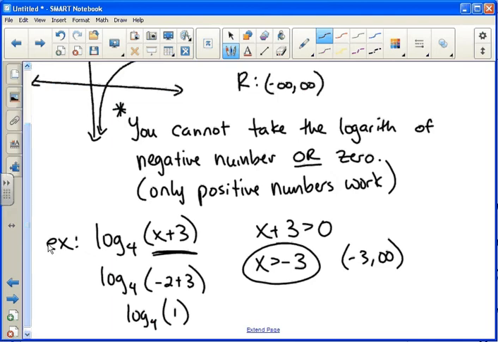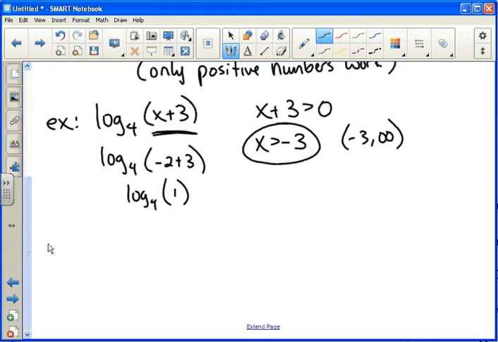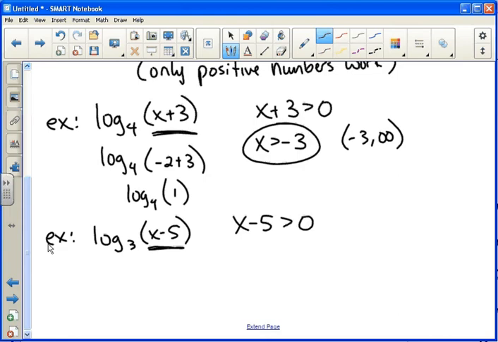Okay, next example. Let's do log base 4 of x minus 5. Let's change the base. Let's do log base 3 of x minus 5, because it doesn't matter. Same thing either way. We've got to make sure that what's on the inside is greater than 0. x minus 5 is greater than 0. Just add 5 to both sides. We get x is greater than 5. So that is our domain. That simple. You could also write it in interval form, which would be from 5 to infinity.